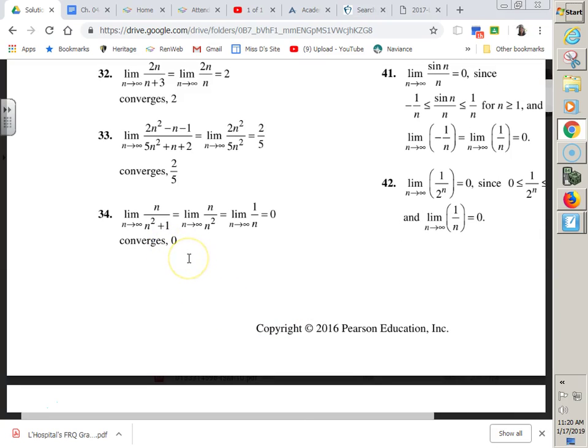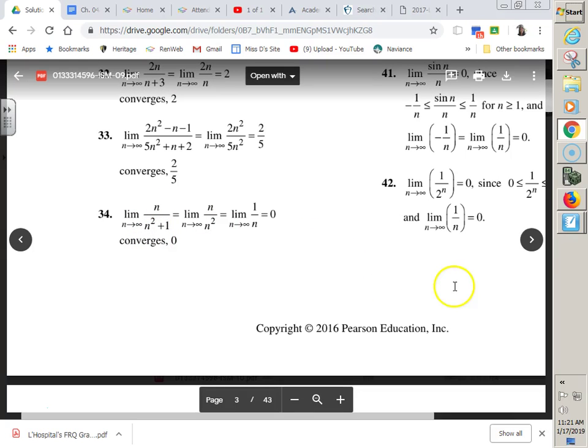0. Converges and the limit is 0. Why? Bottom wins. That one's not too bad. They just compared the highest degrees. That's all right. Why did they do that?